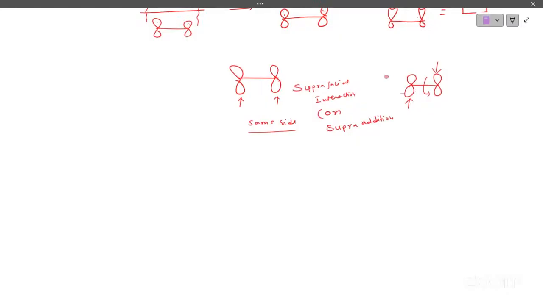This kind of interactions are known as anterofacial interactions, or antara-addition. A-N-T-A-R-A. Antara-addition.